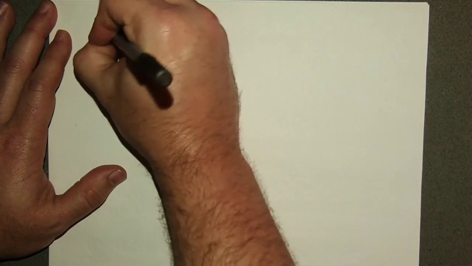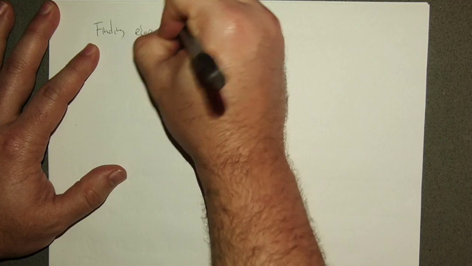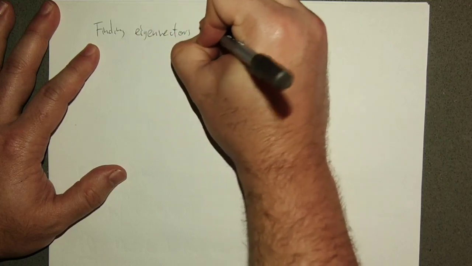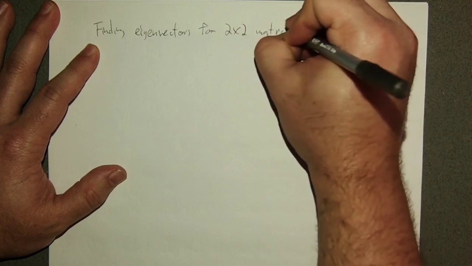But if you don't know how to find eigenvectors, then here's how it goes. This only applies for 2 by 2 matrices. So, finding eigenvectors for 2 by 2 matrices. That's all I'm going to ask you to do on an exam.